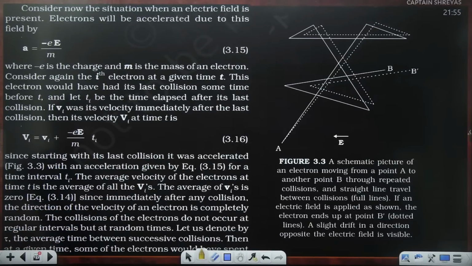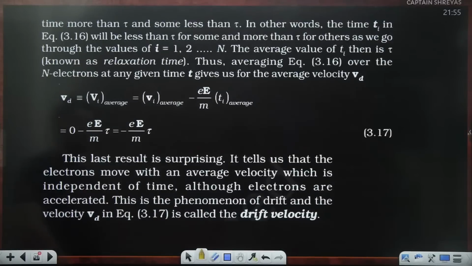The collisions of the electrons do not occur at regular intervals but at random times. Let us denote by tau the average time between successive collisions. Then over a time, some of the electrons would have spent more time than tau and some less. In other words, the time t will be less than tau for some and more for others. Then the average value will be this.